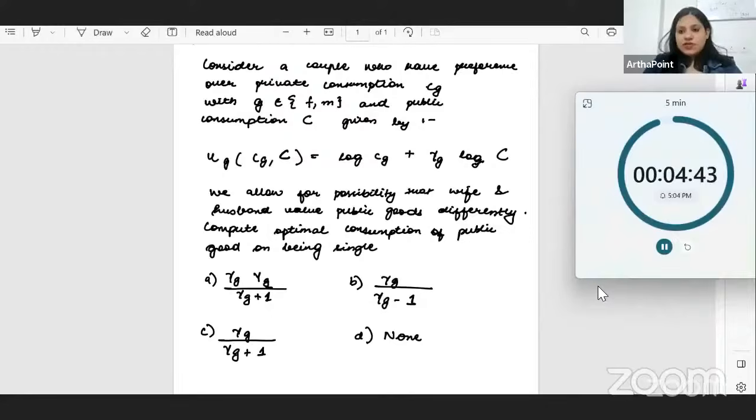And the utility function is given to you as log c_G, where c_G is private consumption, plus some parameter gamma times log capital C. It says this is a couple, so you have husband and wife, and we are allowing for the possibility that wife and husband can value the public good differently. Okay. But in this question, it is asking, compute the optimal consumption of public good on being single. Think about this and answer this question. You have 5 minutes to answer it.